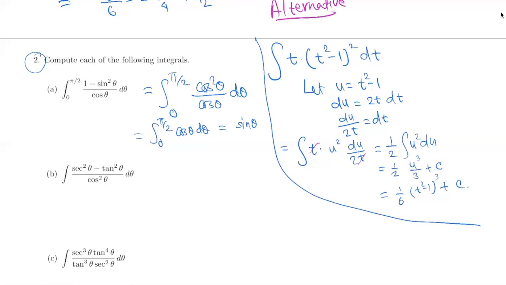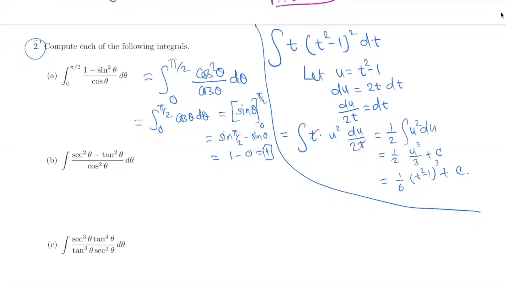Now theta is replaced by pi over 2, so sine pi over 2 minus, for the lower limit, sine 0. You can check in your calculator. Pi over 2 is a good angle, so sine pi over 2 is 1, and sine 0 is 0. So the final answer is 1. The whole idea here is that as soon as you realize 1 minus sine squared is cosine squared, the rest is pretty simple. How about part B?